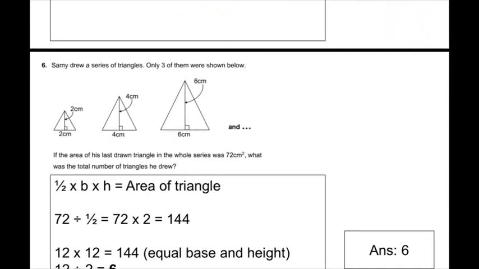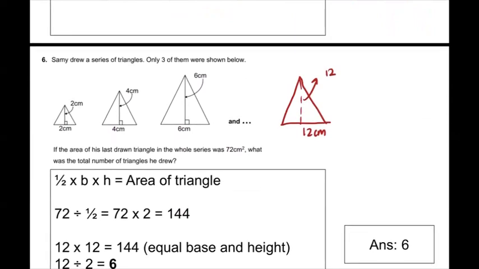Okay, and then this means that the triangle that Sammy drew would look like that. So this base would be 12, and the perpendicular height would also be 12. That's what he drew. Okay, but 12 is not the final answer. You will need to be able to identify what is the number or the pattern of the triangle. So if you look closely, pattern number 3.